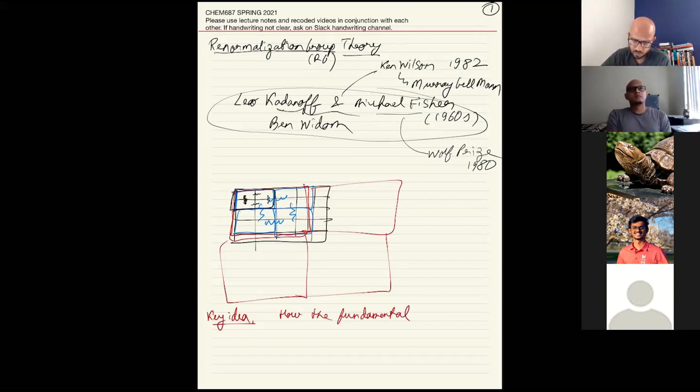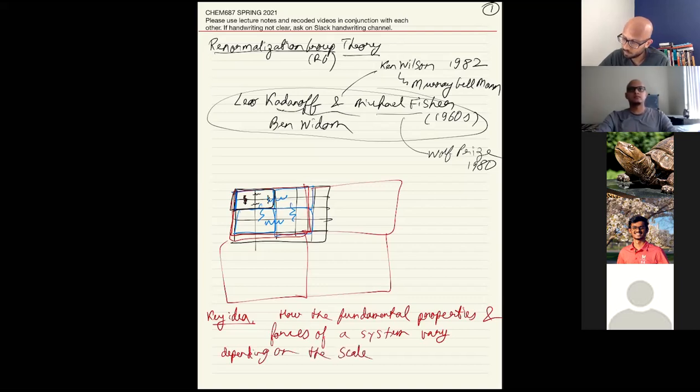How the fundamental properties and forces of a system vary depending on the scale of measurement. This is what we want to figure out.